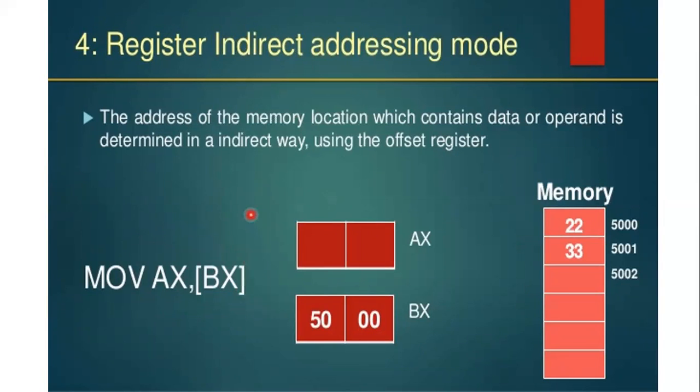Then register indirect addressing mode. The address of the memory location which contains the data or the operand is determined in an indirect mode using the offset register. So its syntax is MOV AX, [BX]. So indirect address. This is the address in the register.